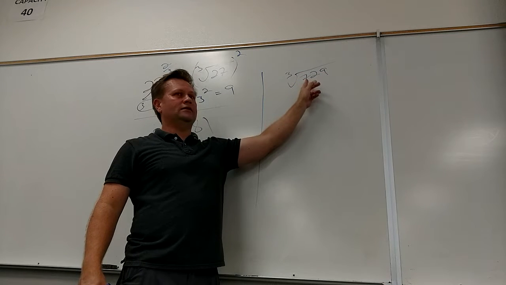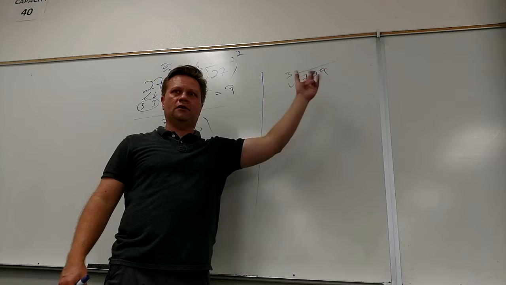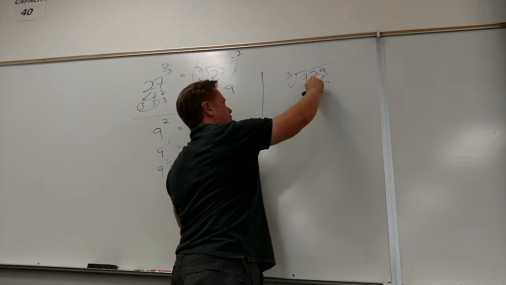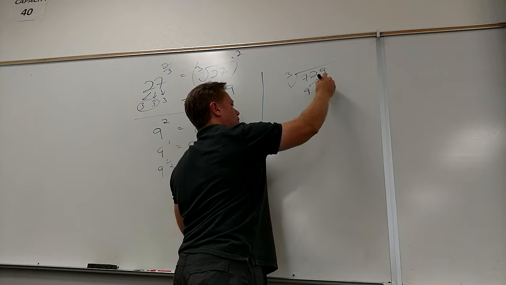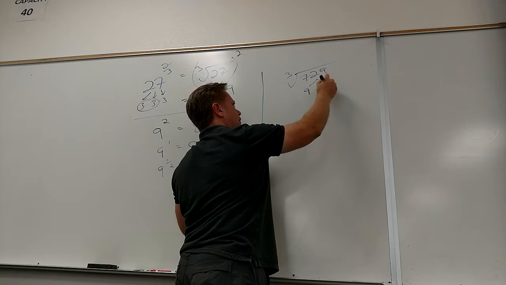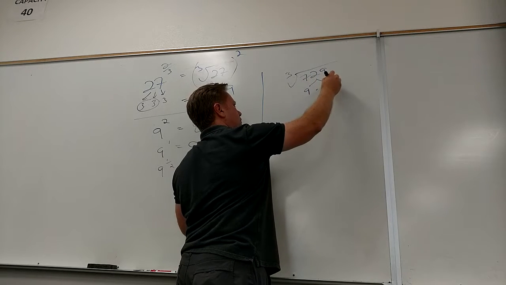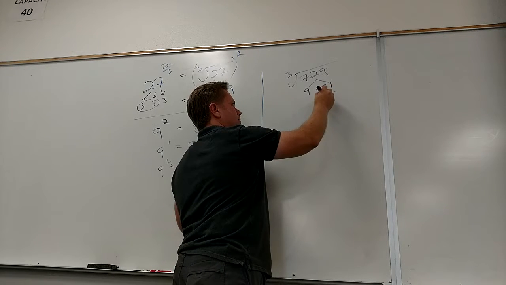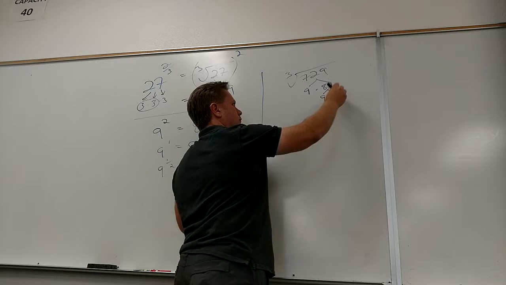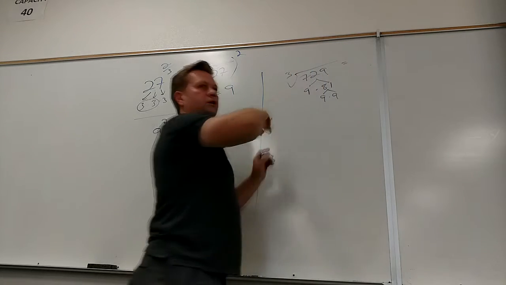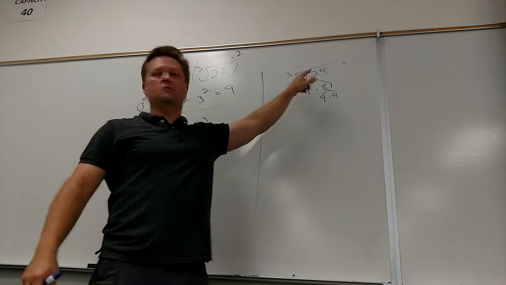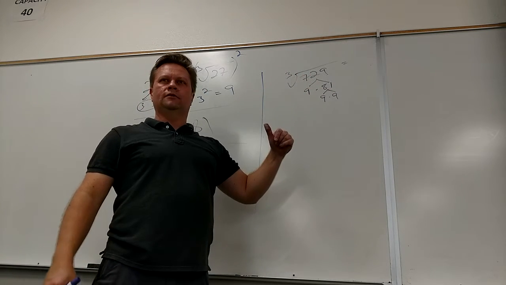So, what number goes into 729? 9. 9, because 7 plus 2 plus 9 is a multiple of 9, right? In fact, 9 goes into how many times? 9 goes into 72 8 times. 9 goes into 9 once. And then 81 is 9 times 9. So another way to look at this is, what is this number made up of? It's made up of 3 9s.